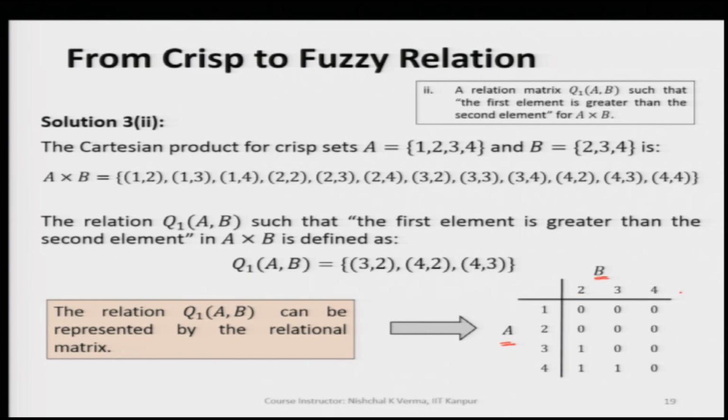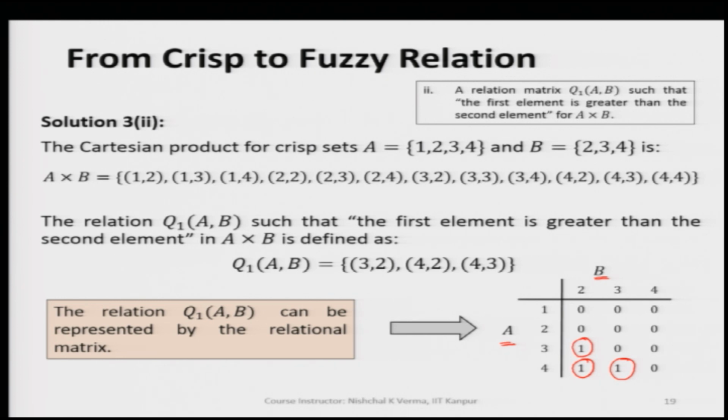So, we see that we can write 1 here because 3 2 exists as a pair in Q1 A comma B, and then we have 4 2 and then we have 4 3. So, in this Q1 relation set we have only 3 elements. So, only for these we write ones, otherwise all other elements will be 0.